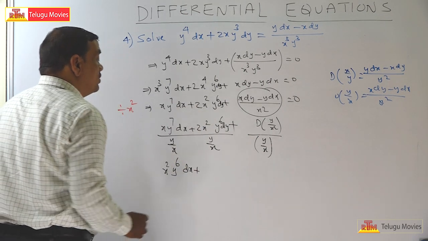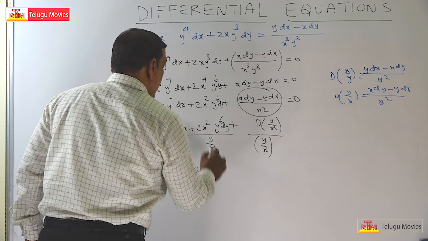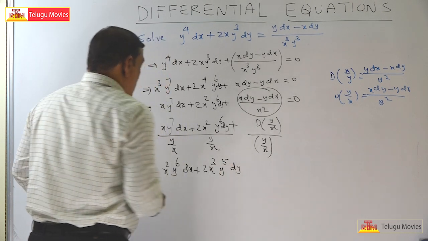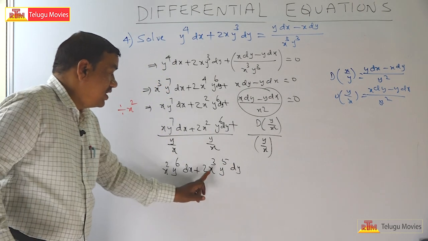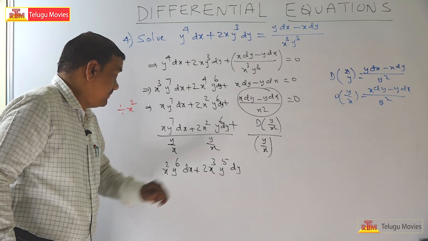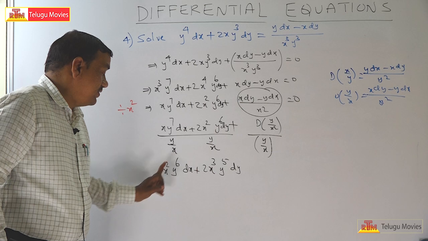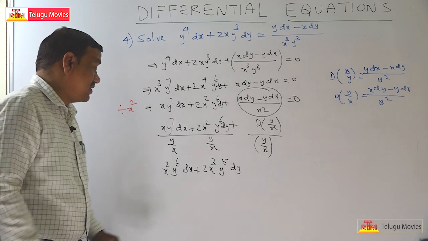Here x goes in the numerator. So this is equal to 2x cube y power 5 dy. If you observe here, the derivative of x cube is 3x square. Here 3 is not there. The derivative of x cube is 3x square, 3 is not there.